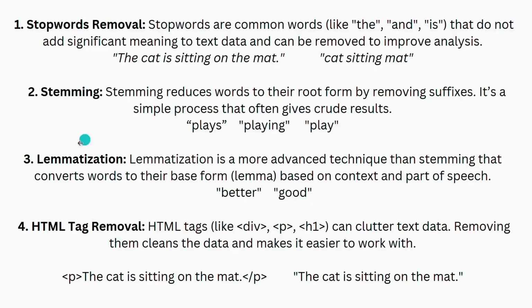Now we go to lemmatization. Lemmatization and stemming are very similar to each other, but there is a small difference between them. In stemming we remove the suffix of the word, but in lemmatization we remove similar words. Here "better" and "good" are the same words, so we keep only "good" and remove "better." Both give the same meaning, so we remove one word from the dataset. This is called lemmatization.